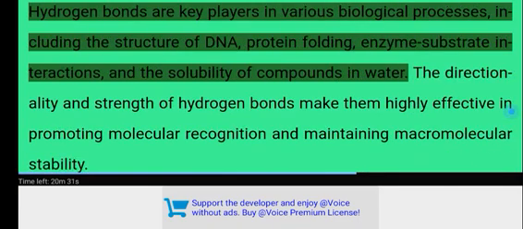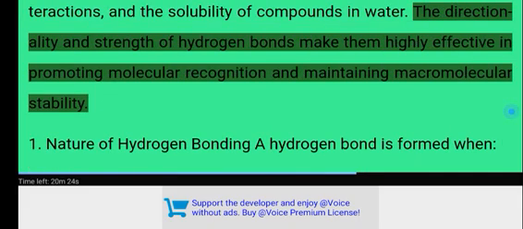many biomolecules. Hydrogen bonds are key players in various biological processes, including the structure of DNA, protein folding, enzyme-substrate interactions, and the solubility of compounds in water. The directionality and strength of hydrogen bonds make them highly effective in promoting molecular recognition and maintaining macromolecular stability.